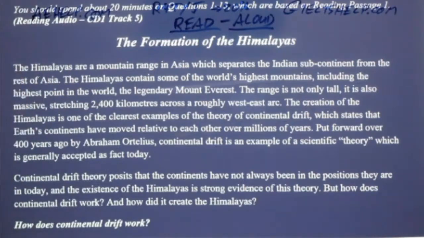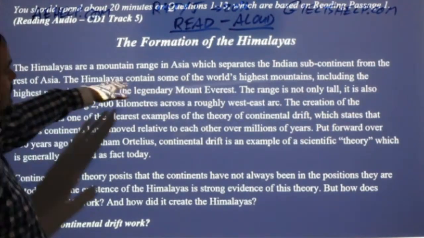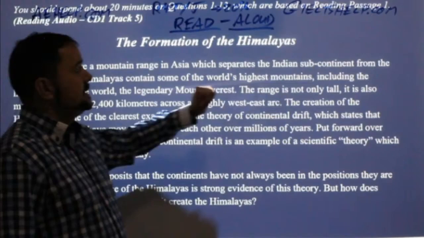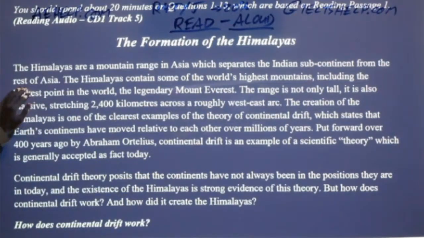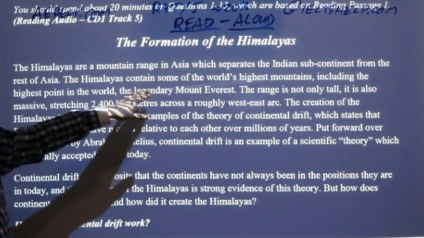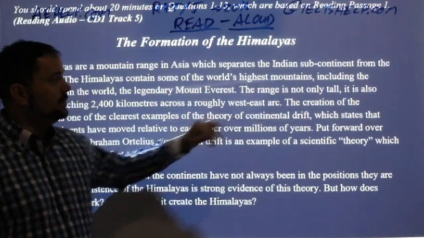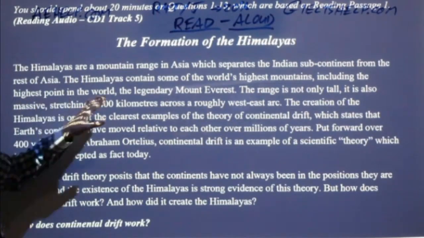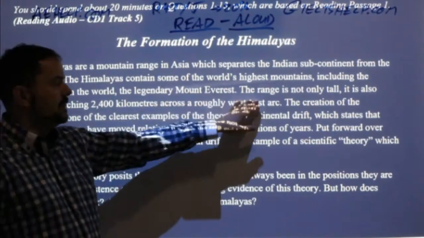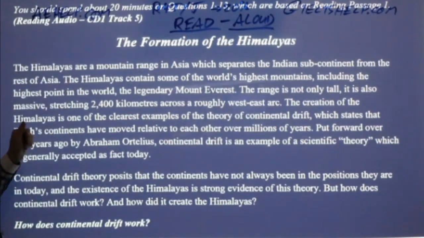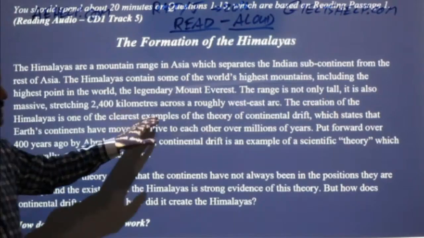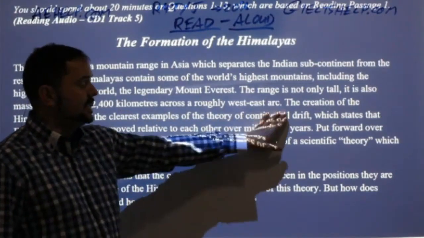Here we go. The Himalayas are a mountain range in Asia which separates the Indian subcontinent from the rest of Asia. The Himalayas contain some of the world's highest mountains, including the highest point in the world, the legendary Mount Everest. The range is not only tall, it is also massive, stretching 2,400 kilometers across a roughly west-east arc.